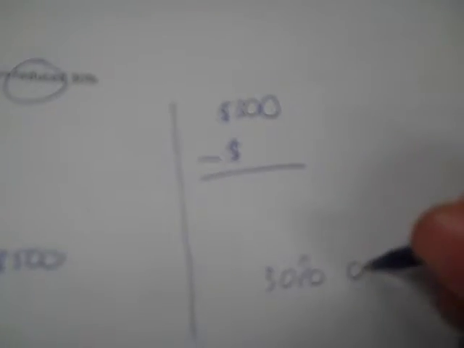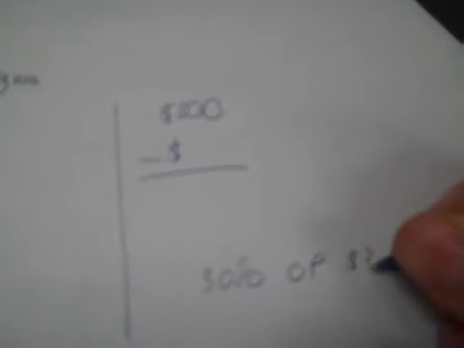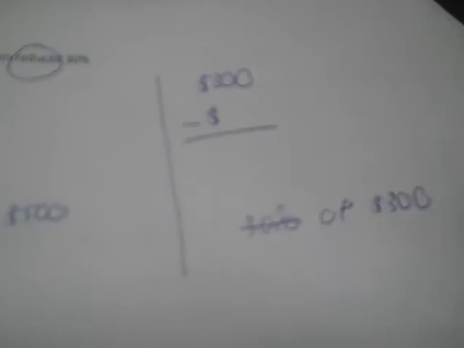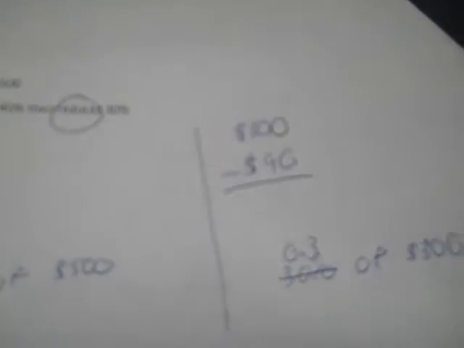So now my new price is $300, and then we reduce it again. So reduce means minus, and we have to find 30% of $300. So 30 divided by 100 is 0.3. Then we times. So 0.3 times 300 is 90. Okay, so 300 minus 90 is 210.